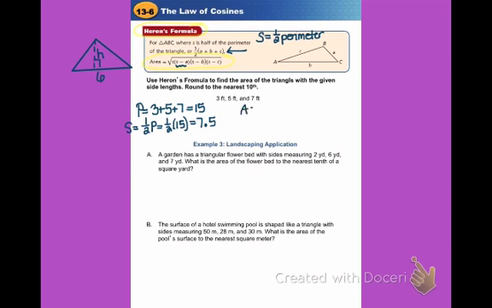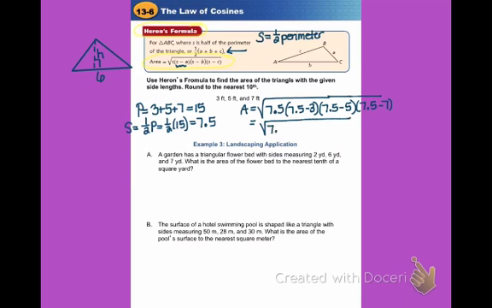So the area is equal to the square root of s, which is 7.5, times 7.5 minus one of the sides, doesn't matter which one you put first, so I'll subtract the smallest one first, then times 7.5 minus another one of the sides, and finally 7.5 minus the third side. So we're just going to find out what all these differences are. We'll multiply all these numbers and then take the square root.